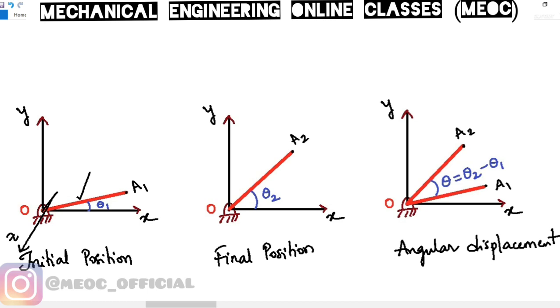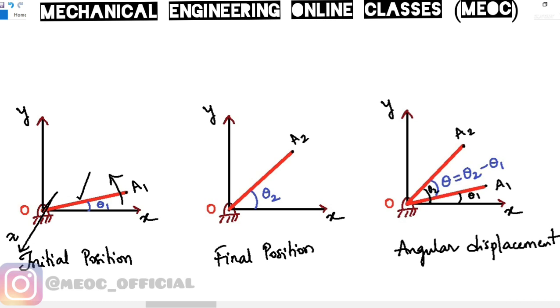The axis about which the rotation is happening is perpendicular to the plane of motion. O is fixed. Initially, the position of the bar is OA1, which is at theta 1 from the x-axis. After rotation, it has reached some point A2, which is theta 2 from the x-axis. Now what is the angular displacement? Initially it was at theta 1, later it went to theta 2.